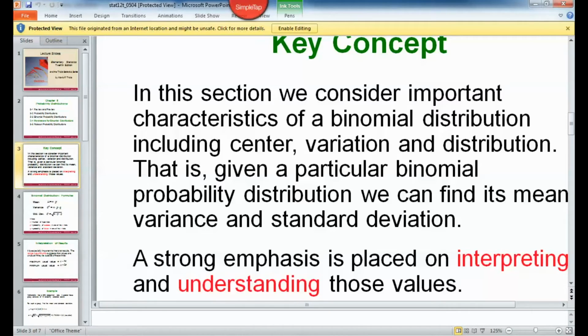I know so far in this class, when you hear variance or standard deviation, you probably think, oh man, that's a lot of calculations. Well, for a binomial probability distribution, that's going to be the easiest variance or standard deviation that you've found so far. I promise you. Okay.